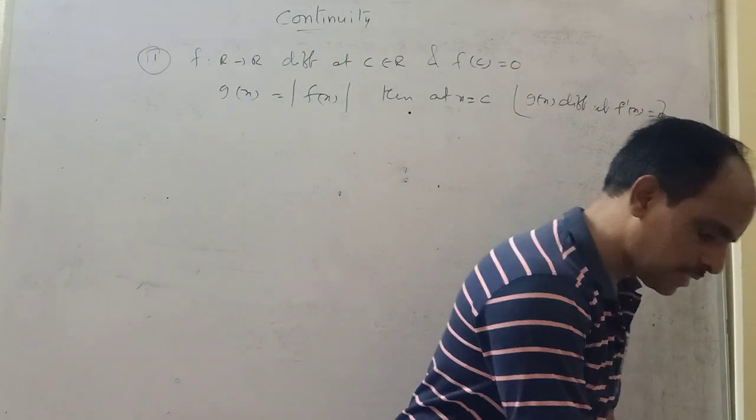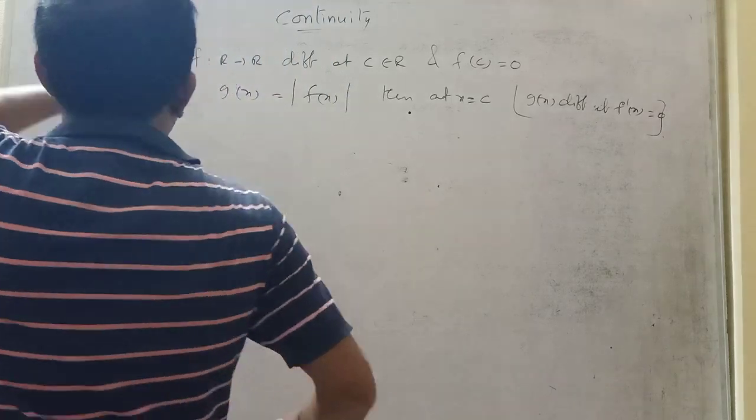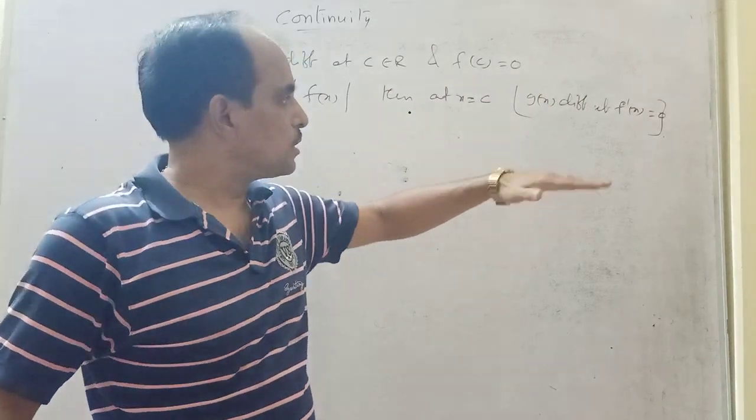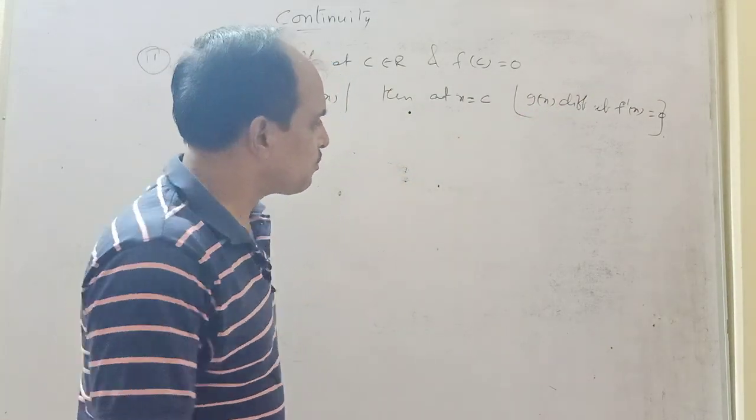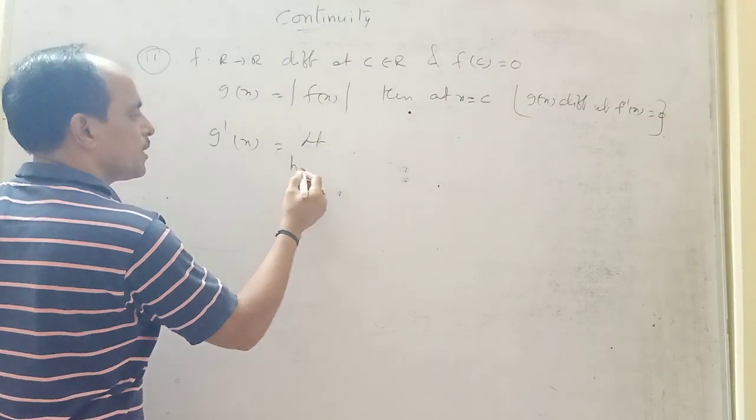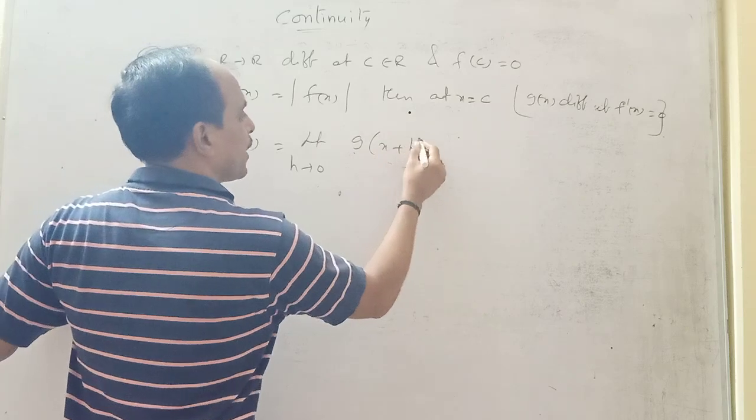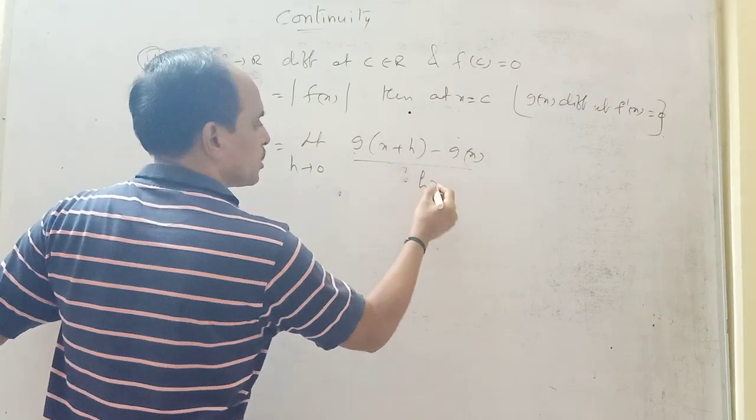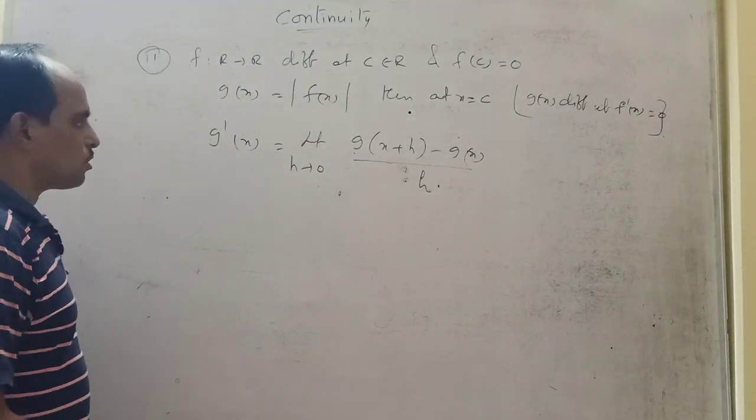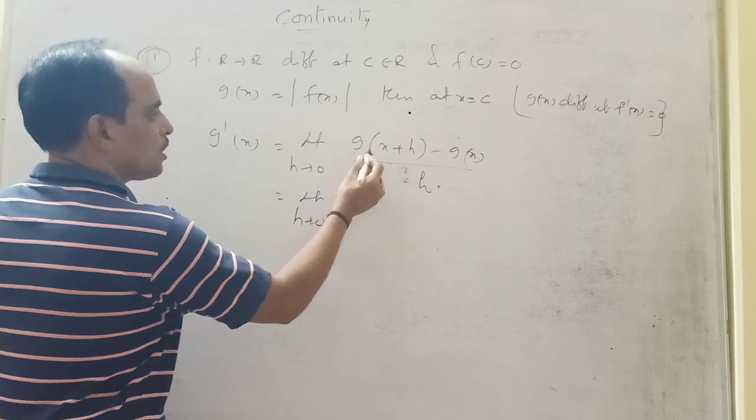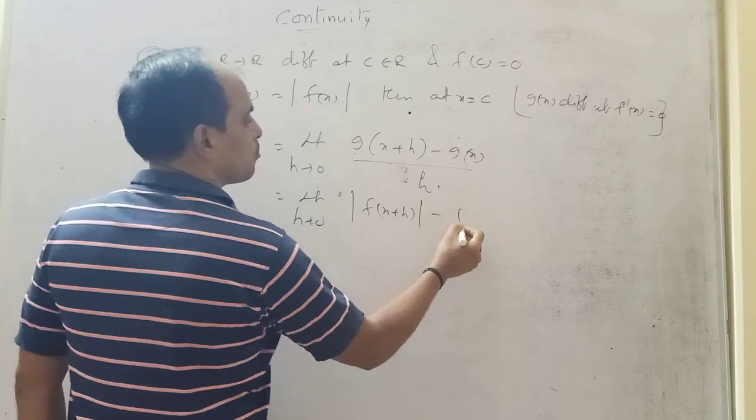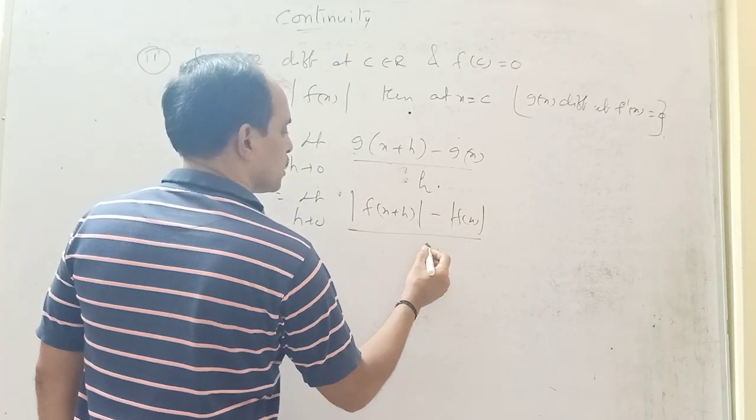Okay. Let us see this question. This is also one of the good questions. g of x is equal to modulus of f of x, but we have to choose from among the options. Whenever a function is differentiable, we can write g dash x is equal to limit as h tends to 0 of g of x plus h minus g of x by h. Am I right? This is the definition of differentiation from the first principle. Now g of x plus h is modulus of f of x plus h, and g of x is modulus of f of x.